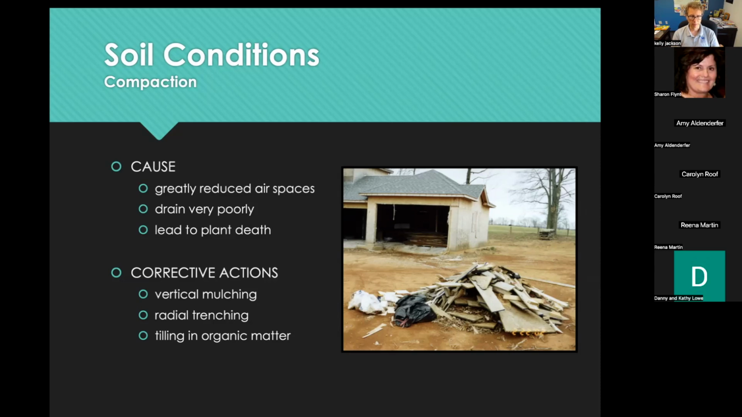Then go back in with topsoil and work that across the soil profile with a rake or some piece of equipment. And basically, you're mulching in vertical columns all over your yard. This is called vertical mulching. That could help. It's difficult, but it could help.